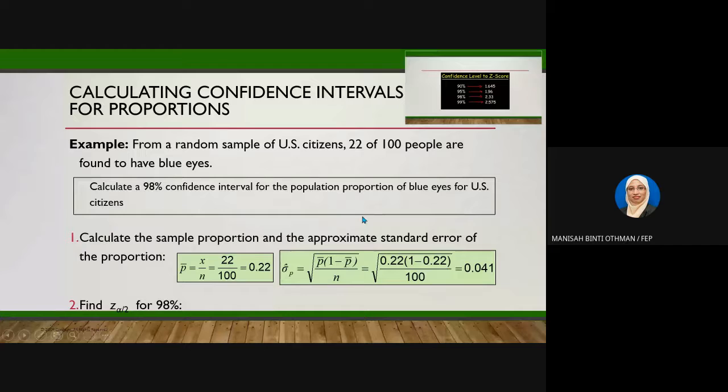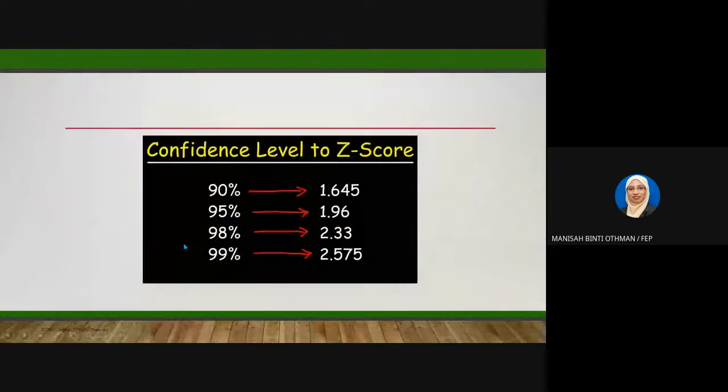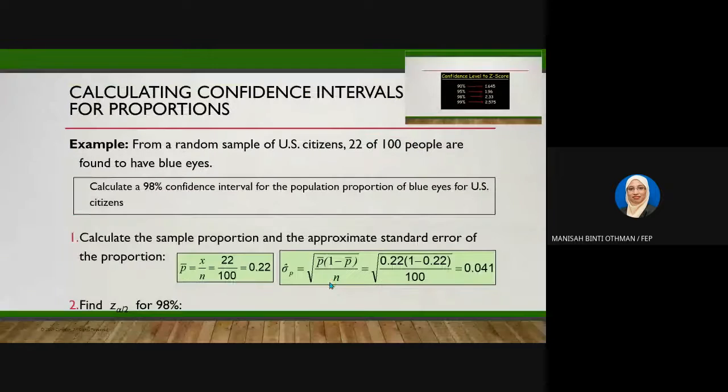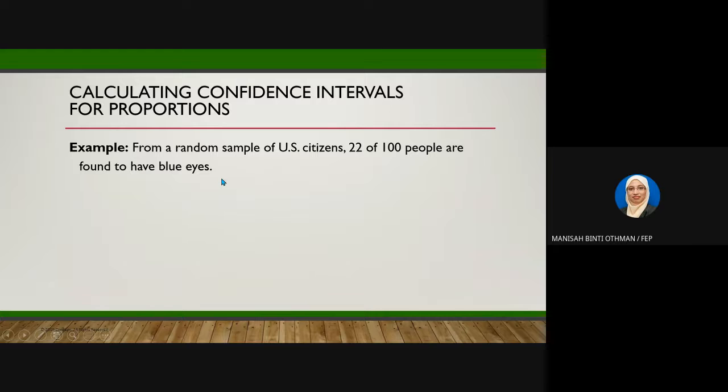And then to calculate the margin of error, the standard error of proportion, you have to multiply by the Z value. The Z value based on 98% is 2.33. Okay, so the Z value for this is 2.33. And then you can calculate the upper control limit and lower control limit for the interval for the population proportion.